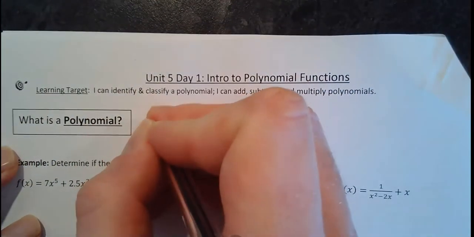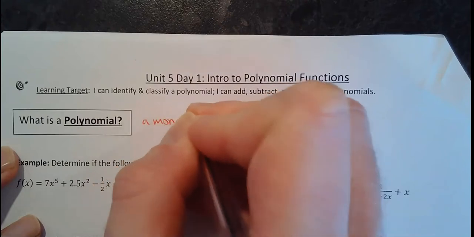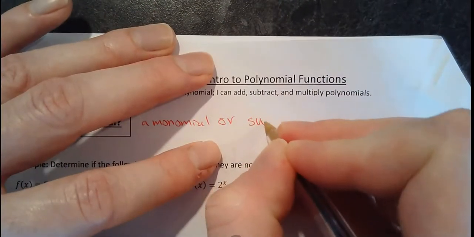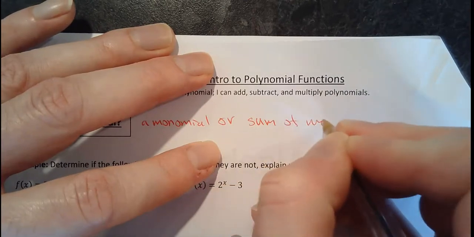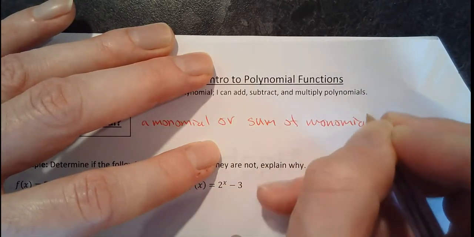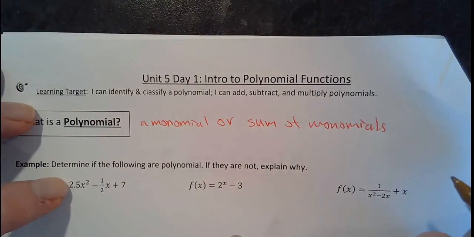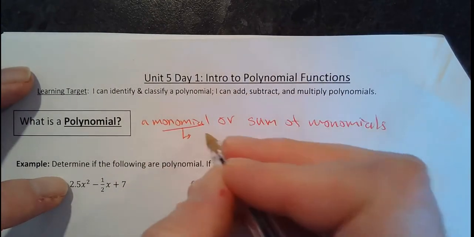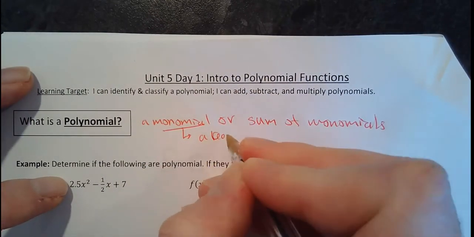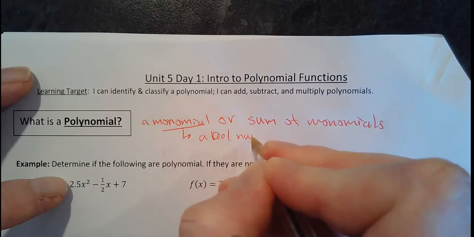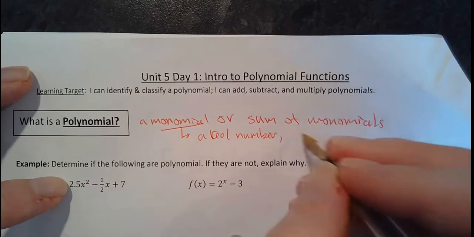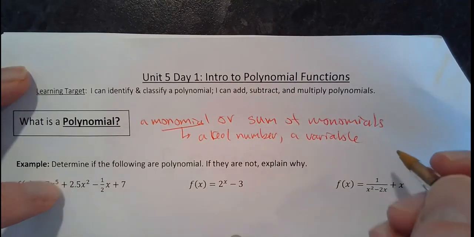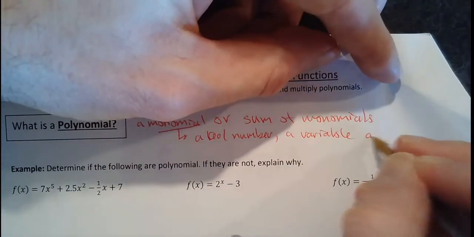is a monomial or sum of monomials. Okay, so it can be a monomial or it can be the sum of several of them. A monomial can be a lot of things too. It can be a real number. It can be a variable. Or it can be a product of those.